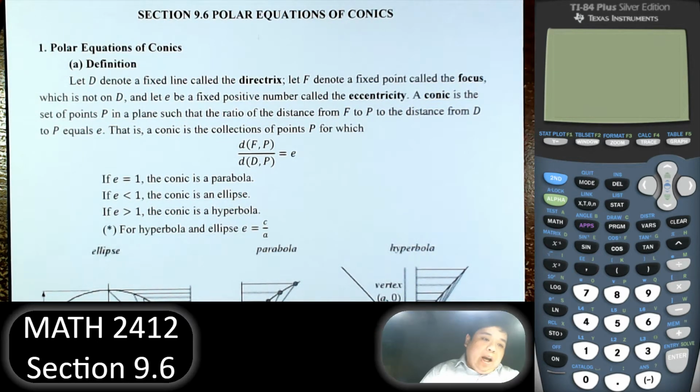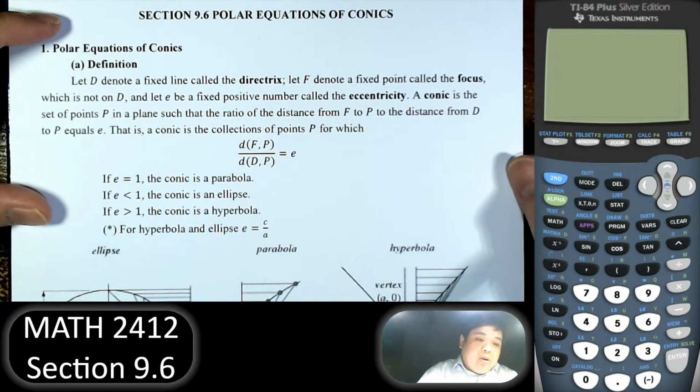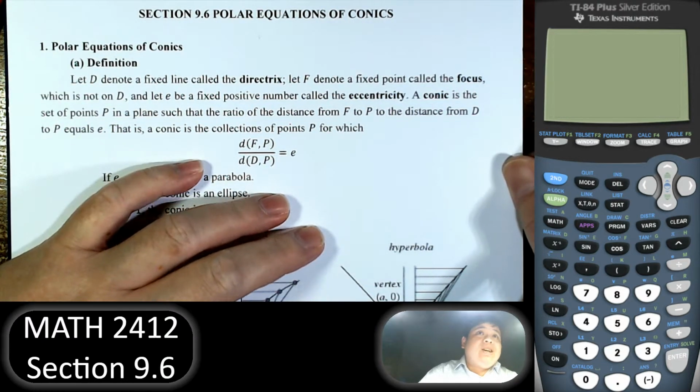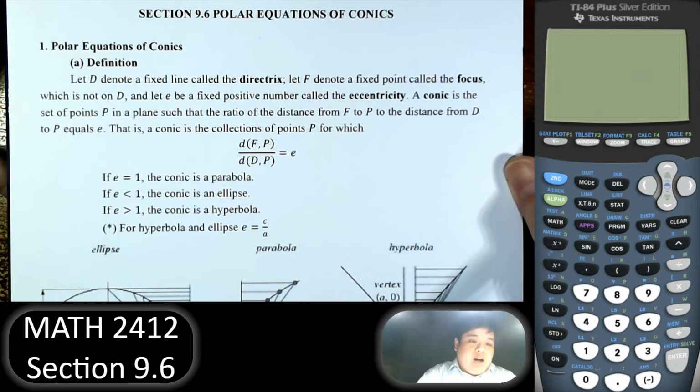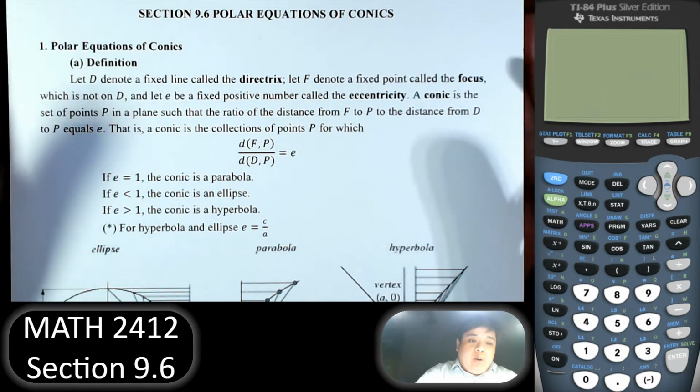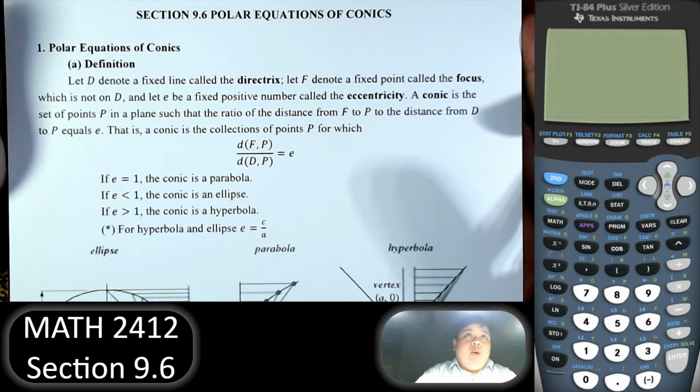Hi everybody, welcome to another video in pre-calculus, section 9.6, polar equation of conics. In this section we study conic sections in polar form.